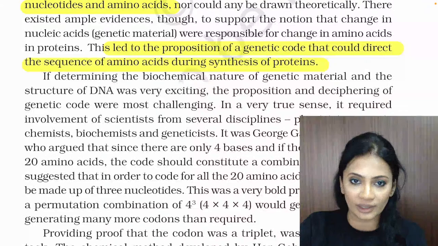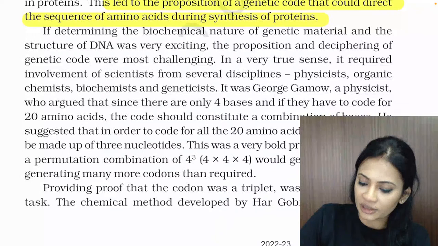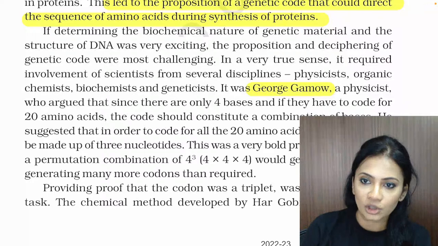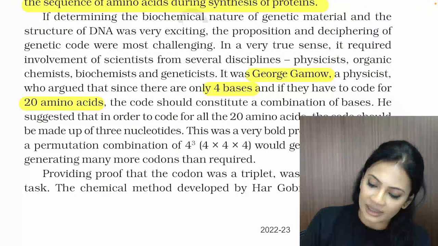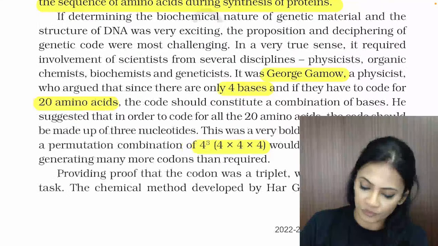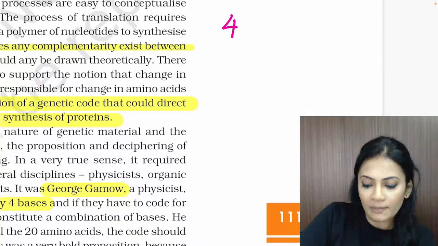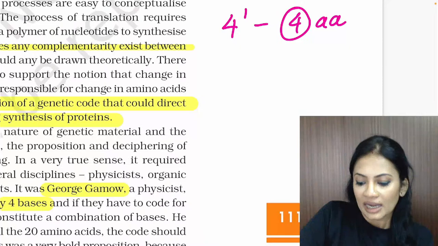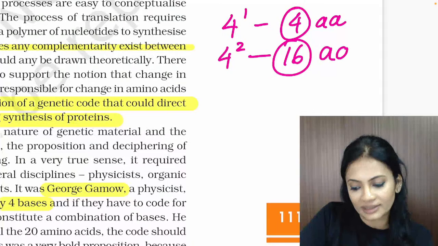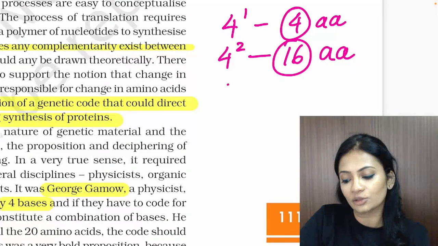Who is the most important person who introduced this? George Gamow. There were 4 bases and 20 amino acids, so it has to be 4 raised to 3. There should be 3 bases in one codon. If there is 1 base in one codon, only 4 amino acids could be coded for. If there are 2 bases, only 16 amino acids could be coded for. In total you need to code for 20.